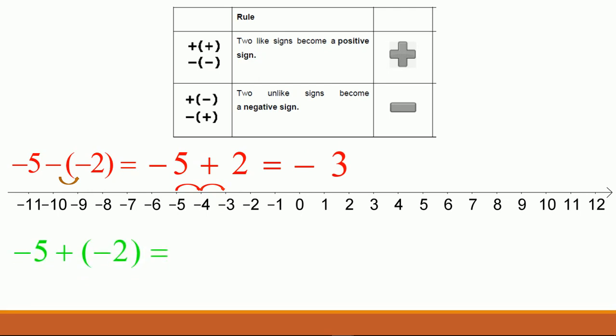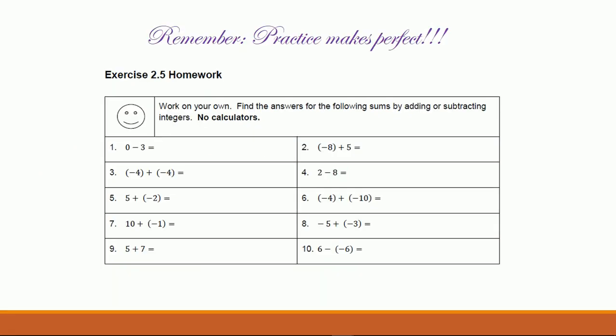Now another example, we've got -5 and two opposite signs, a plus and a bracket a minus. So according to the rule here, a plus and a minus will become a minus. So it will end up being -5, two opposite signs, -2. And we start at -5, we're moving in the left direction, so we will have 2 spaces, we end up at -7. And this is how we use a number line to find our answers.